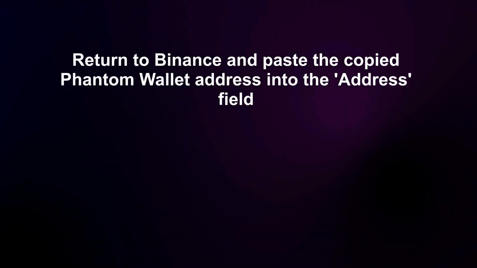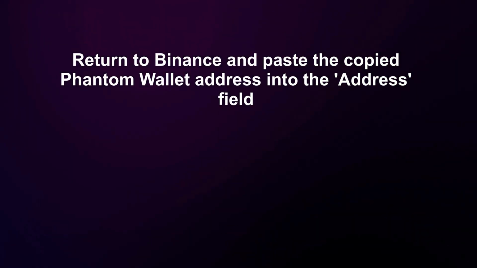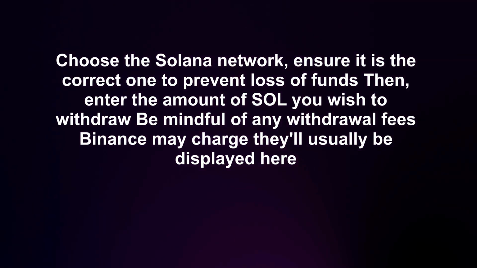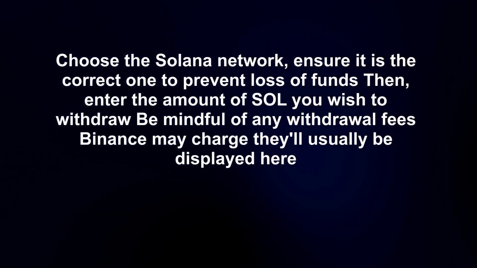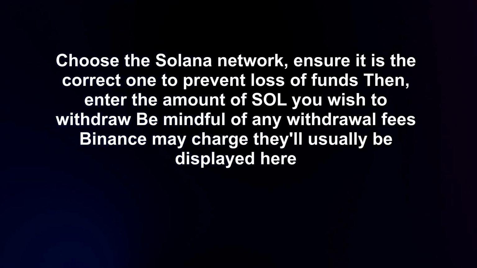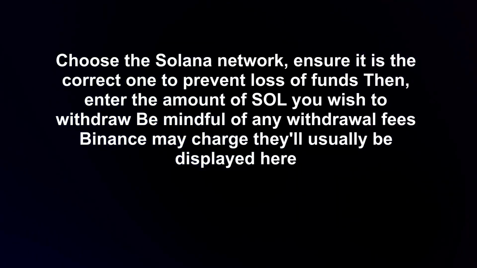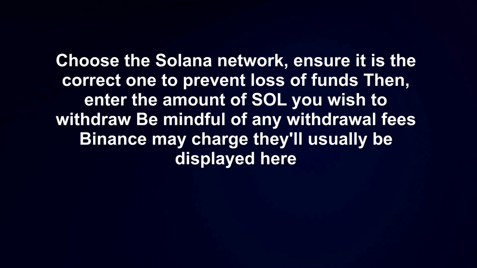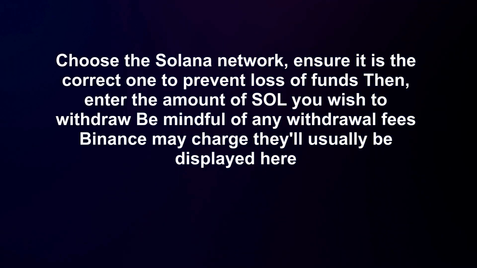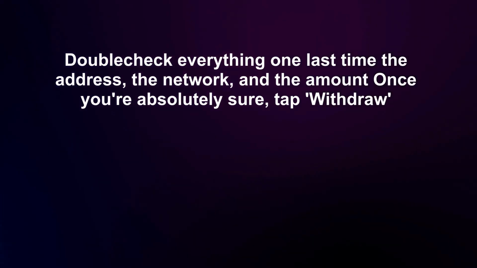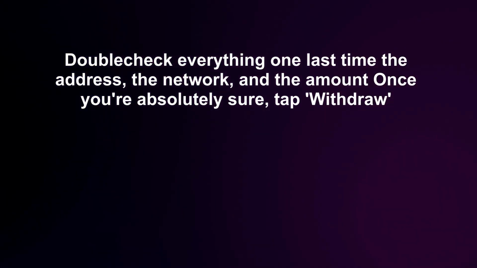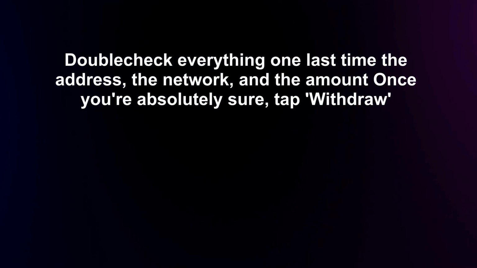Return to Binance and paste the copied Phantom wallet address into the address field. Choose the Solana network. Ensure it is the correct one to prevent loss of funds. Then, enter the amount of Sol you wish to withdraw. Be mindful of any withdrawal fees Binance may charge. They'll usually be displayed here. Double-check everything one last time: the address, the network, and the amount. Once you're absolutely sure, tap Withdraw.